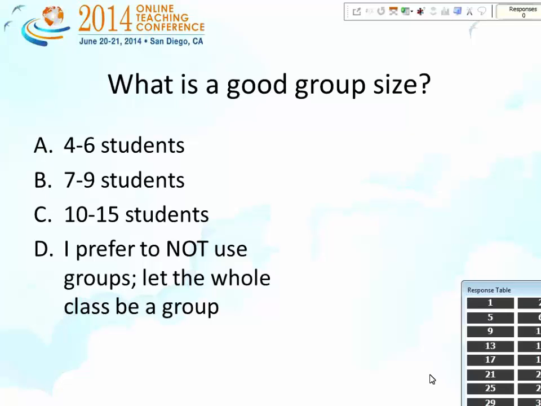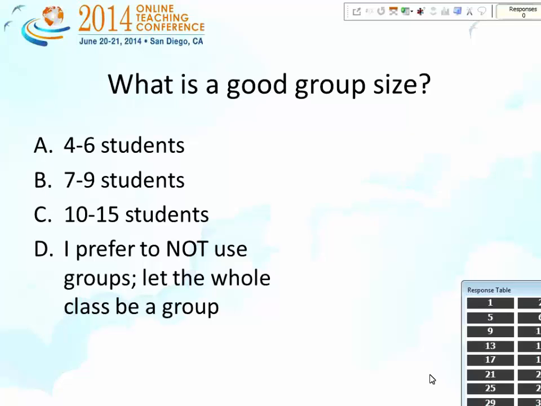Thanks for that clarification. So if you're going to have a group get together and have a discussion, which is what I believe is probably one of the most important components of having an online class, how many think A, 4 to 6 students? Okay, so a lot of you like it small, about 10 of you. And B, 7 to 9 students? 5, 6 or 7 of you. How many of you like C, 10 to 15 students? Okay, we have about 10 or so of you. And D, I prefer not to use groups. Let the whole class be a group, and that might work for you. Some of you might only have a class of 20, 30 anyway, and that works for you.